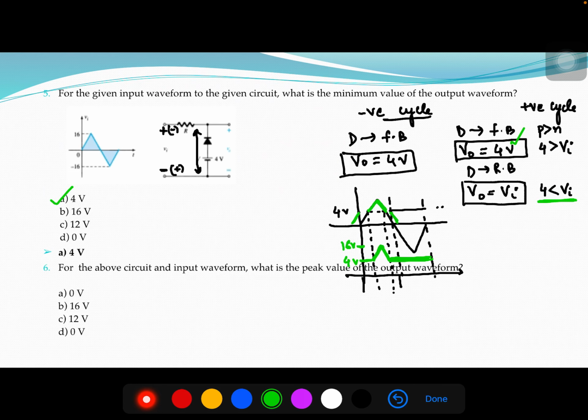Next question, for the above circuit and the input waveform, what is the peak value of the output waveform? So the answer is 16 volt. We have calculated it already. So the answer is 16 volt.